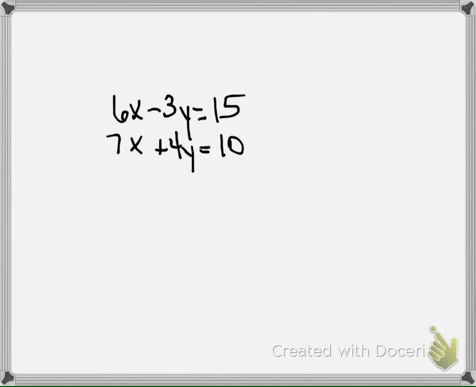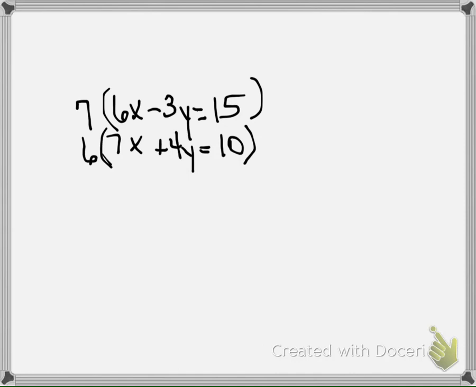What if you multiplied the top equation by 4 and the bottom equation by 3? How are we supposed to know what to multiply by? Let's look at your x's. If you multiply the top times 7 and the bottom times 6, both the x's would be 42 and you could subtract.